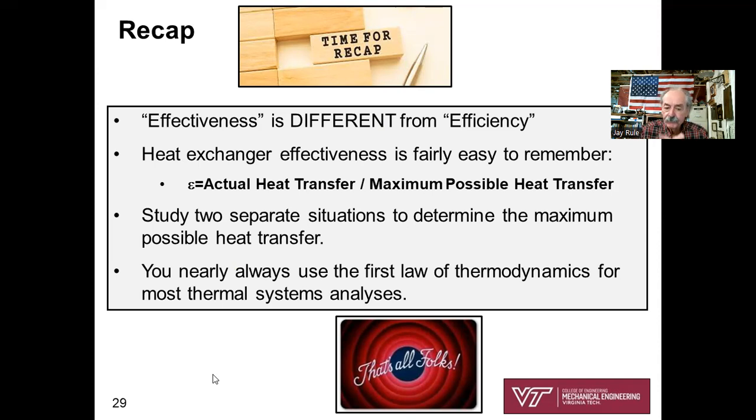Effectiveness is different than efficiency. That's a key takeaway. It's fairly easy to remember the definition of heat exchanger effectiveness. Epsilon is the actual heat transfer divided by the maximum possible heat transfer. It has to do with the second law. In order to get the denominator, we have to study two separate situations to determine the maximum possible heat transfer. It goes quickly, but we have to study two of those.